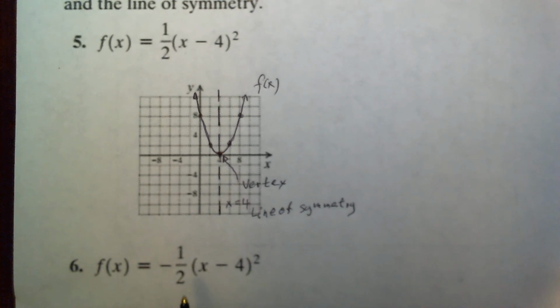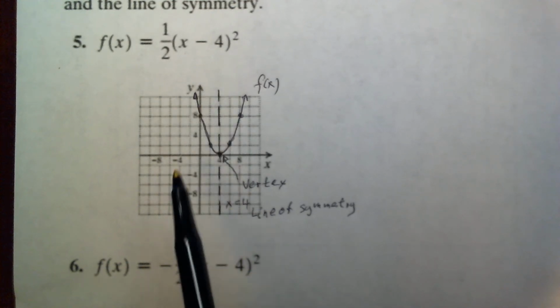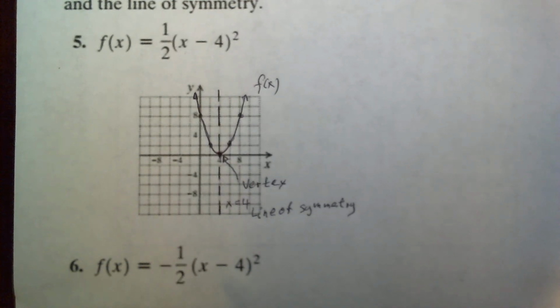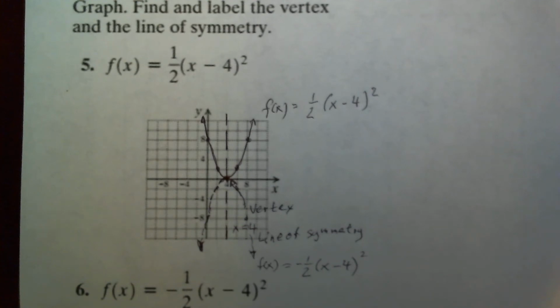Number 6 is exactly the same function, except it has a minus in front. So in other words, a downward opening parabola. But other than that, it's the same function as the one in exercise number 5. So the graph of this function would just be flipped over the x-axis. And they look like this. So in other words, the graphs of these two functions are mirror images about the x-axis.